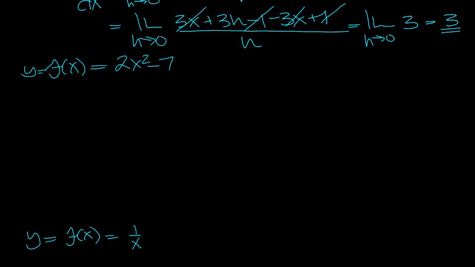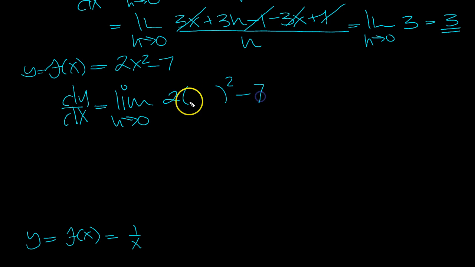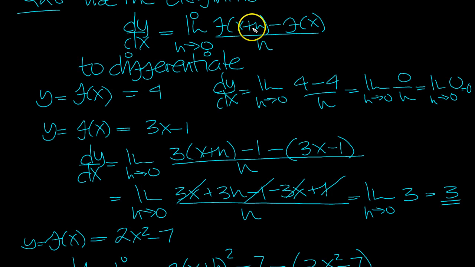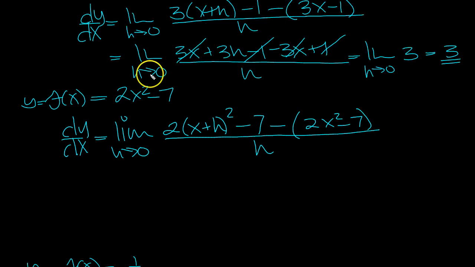So have a look at this one then. dy/dx is equal to the limit as h tends to 0 of f(x plus h). f of something is 2 times something squared minus 7. The something is x plus h, minus f(x), which is 2x squared minus 7, more than one term, put a bracket, over h. So remember what we did? f(x plus h), something is x plus h. Here's the rule: f of something goes to 2 times something squared minus 7, minus 2 times the something, which is x squared, minus 7.